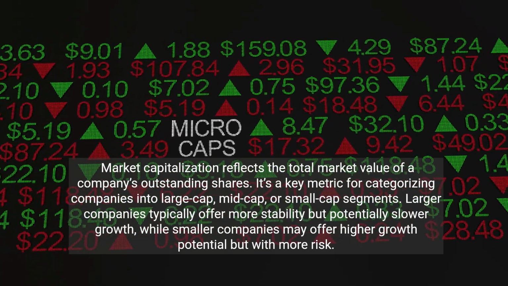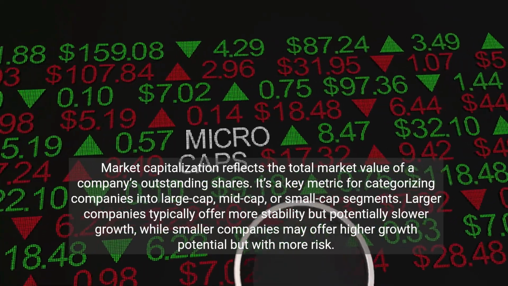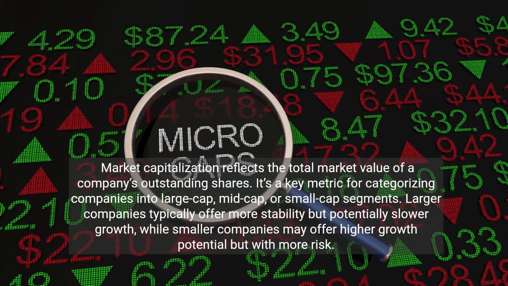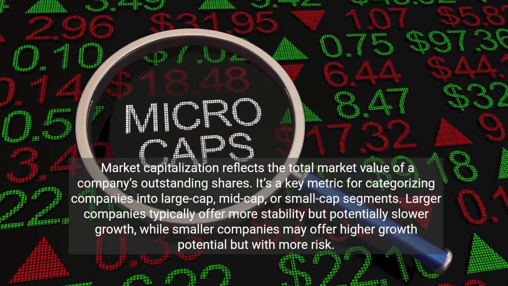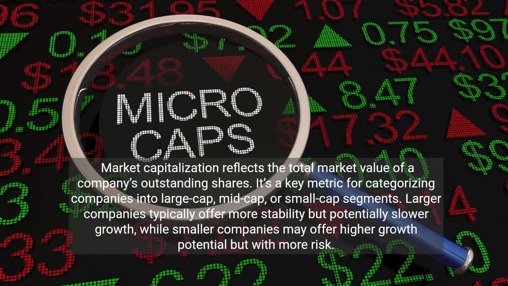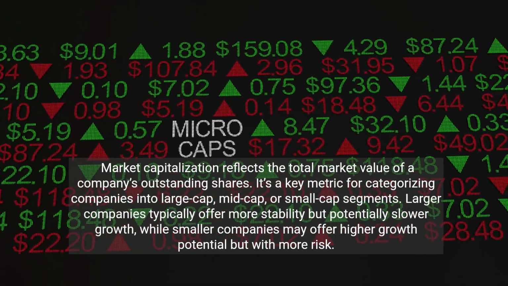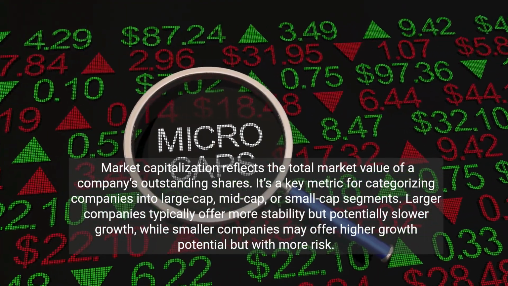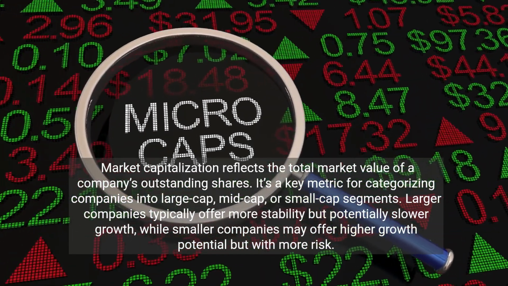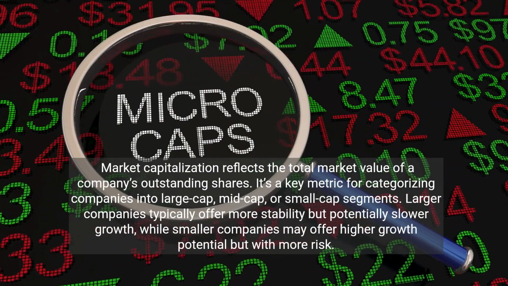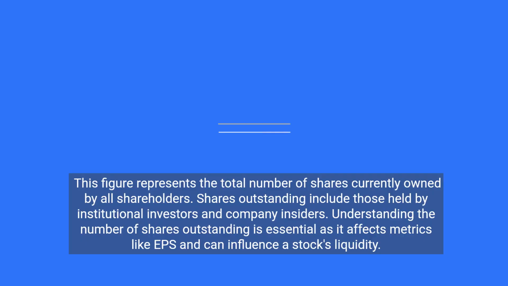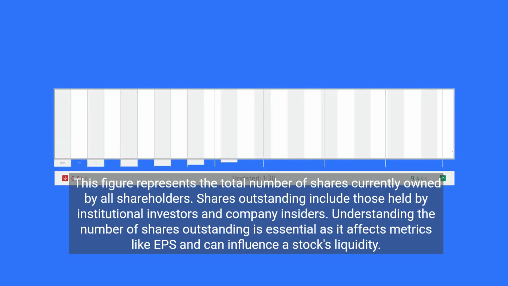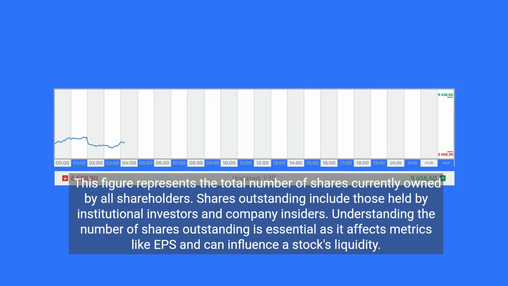Market capitalization reflects the total market value of a company's outstanding shares. It's a key metric for categorizing companies into large cap, mid cap, or small cap segments. Larger companies typically offer more stability but potentially slower growth, while smaller companies may offer higher growth potential but with more risk. This figure represents the total number of shares currently owned by all shareholders.